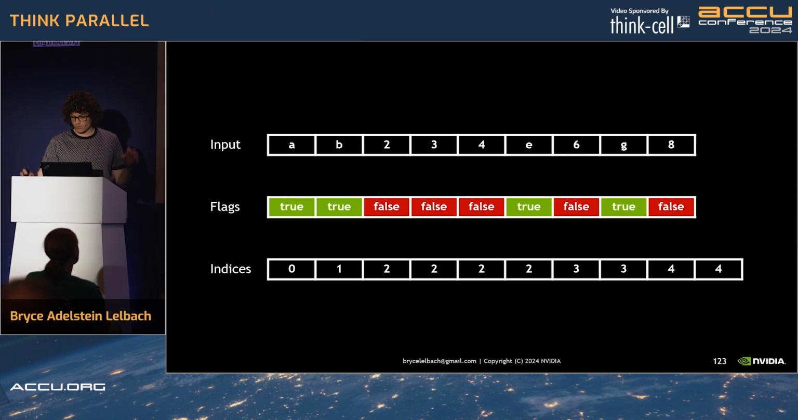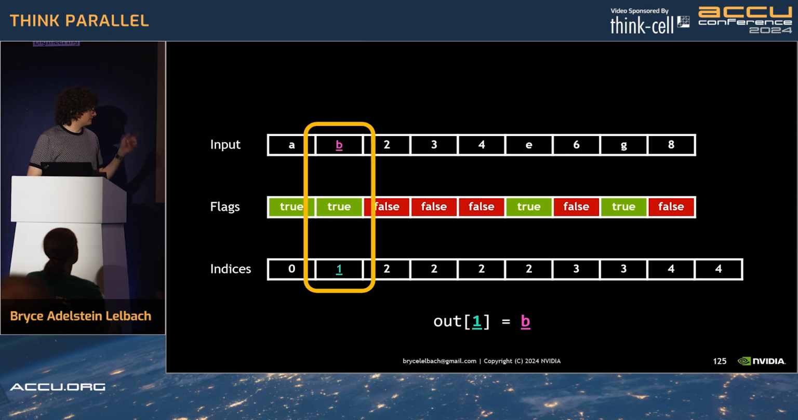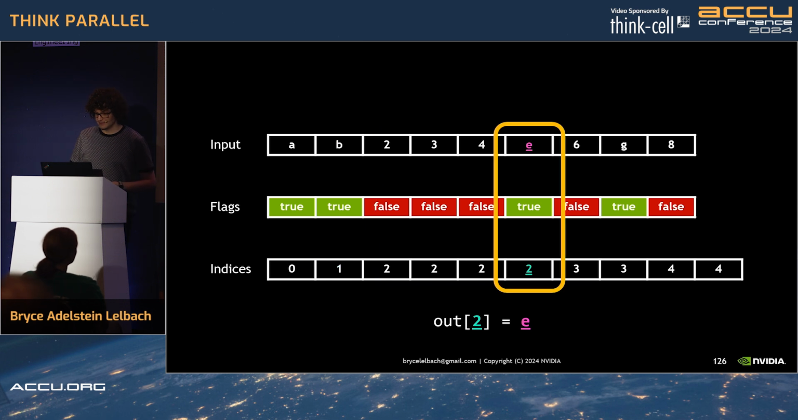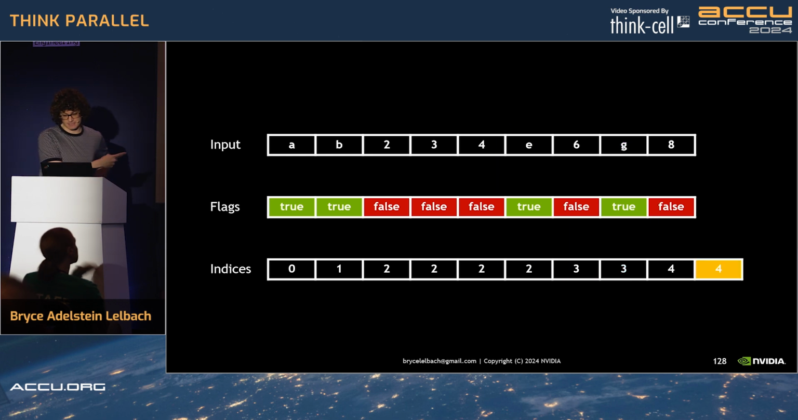Okay, so now what we're going to do is perform the next step, where we walk through the flags vector, and for every true flag, we write that element at its associated index, and we call this the write pass. So A is written at index 0. B is written at index 1. E is written at index 2. And G is written at index 3. And then the final element of indices has the count of how many elements were written, 4.